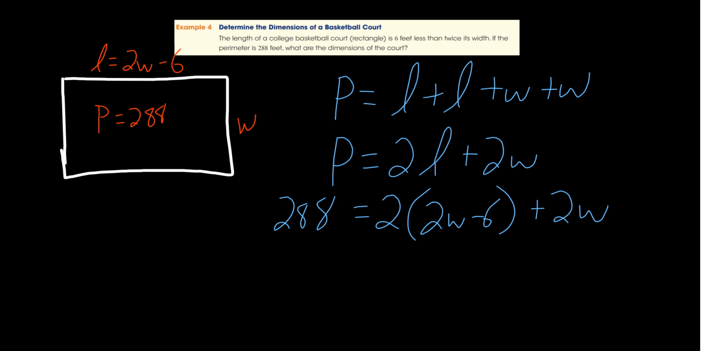And then we just solve for W. Once we solve for W, we can figure out what the width is. And then whenever we get the width, we can just plug that in for the W here, and then we'd get the length.